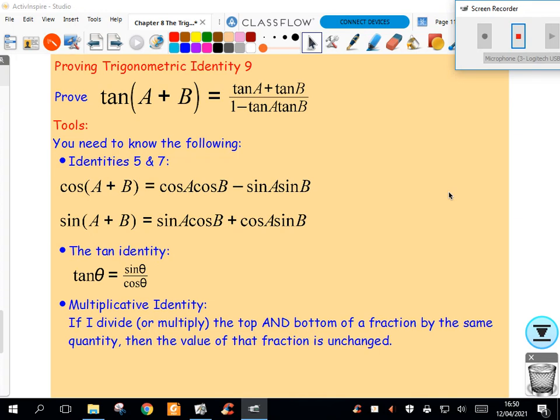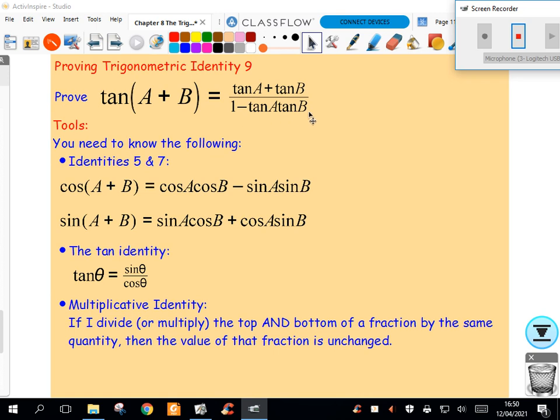Okay, in this lesson we're going to look at proving identity number 9 from our list of trigonometric identities in our course. And identity 9 says that tan of A plus B is equal to tan A plus tan B all over 1 subtract tan A tan B.